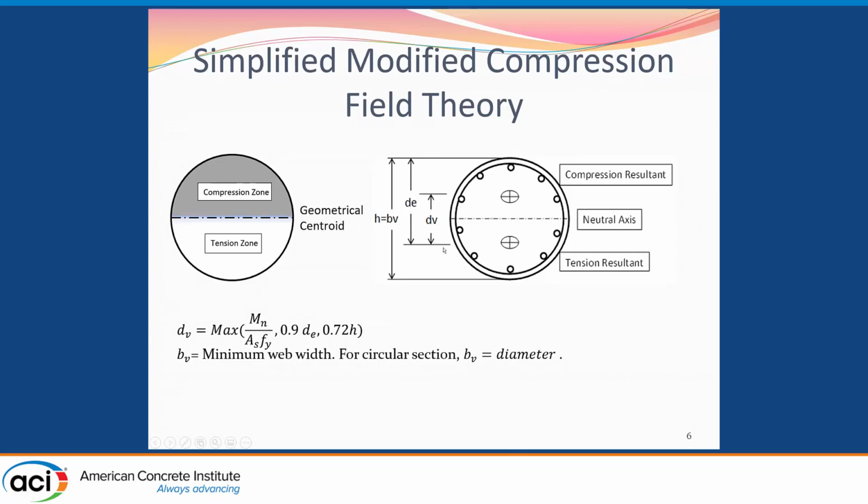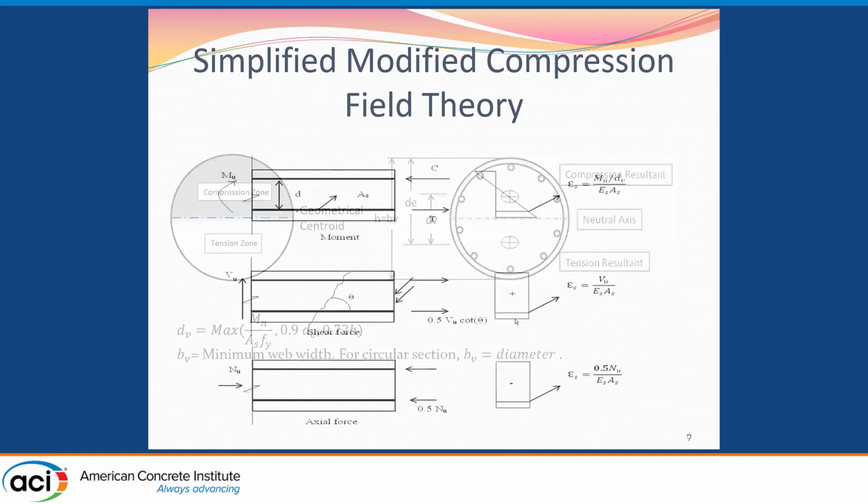Also, a very important assumption in the simplified modified compression field theory is that they assume that the geometrical centroid coincides with the neutral axis. So we have half of the section as a compression zone and half of it as a tension zone, and we have the tensile forces acting at the centroid of the tension zone, and the compressive forces acting at the centroid of the compressive zone. For the bv calculation, we have bv equal to the diameter of the circular section when you have a circular cross section.